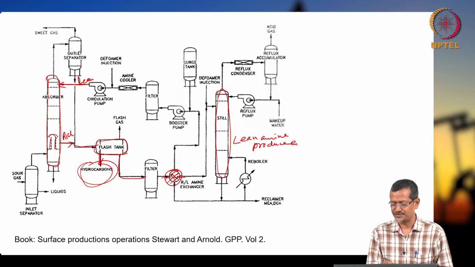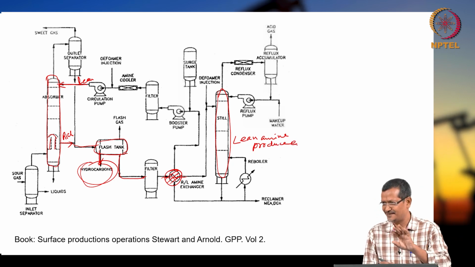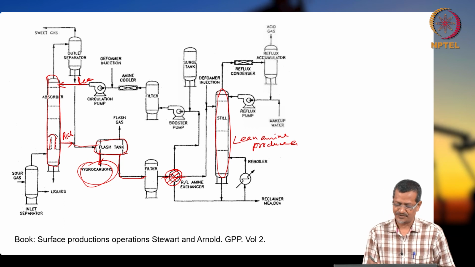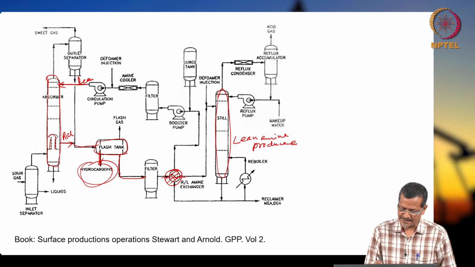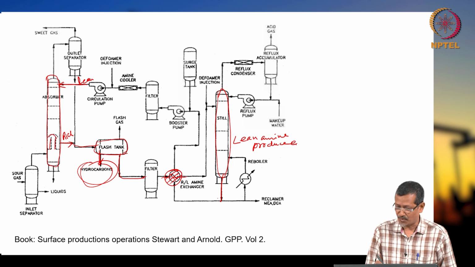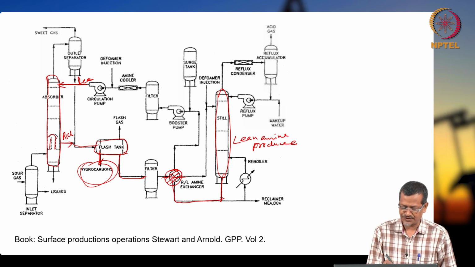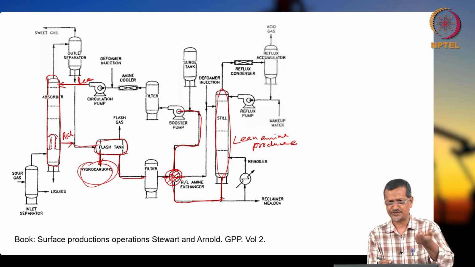Okay, how is it producing? You increase the temperature and do the reverse reaction, okay. So you are producing lean amine. The lean amine exiting here, you see from the bottom, is going to the heat exchanger and then to the booster pump.